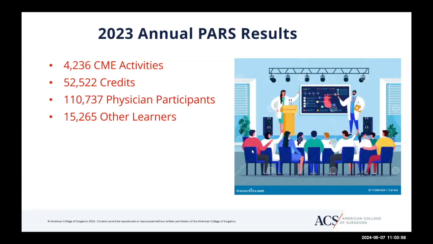Last year, from our internal and external activities, ACS accredited 4,236 educational activities with 52,522 CME credits awarded. We had over 110,000 physicians who participated and 15,000 other learners. So that is commendable, and a lot of work does go into making these activities successful.